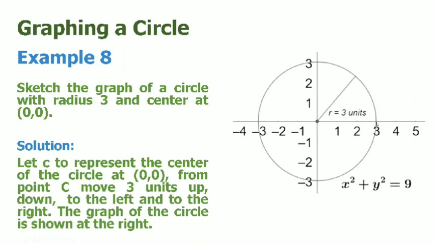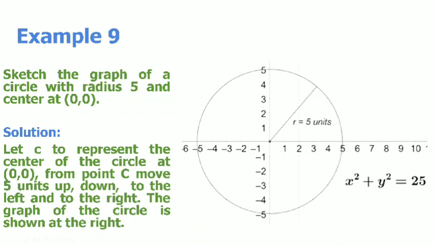So that is 1 point, and then another 3 units upward, and then to the left, 3 units from the center, and then downward, another 3 units. And then connect all the points to make it a circle.